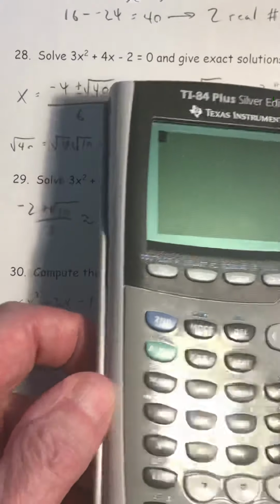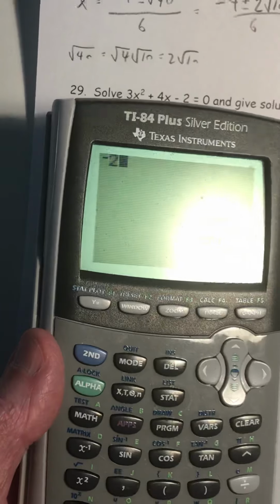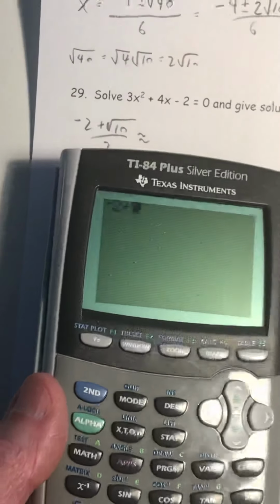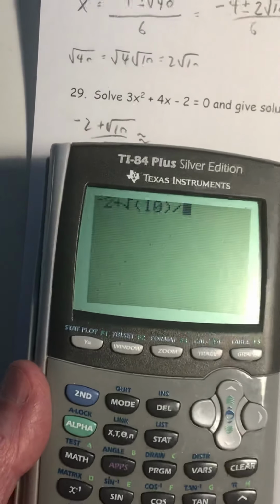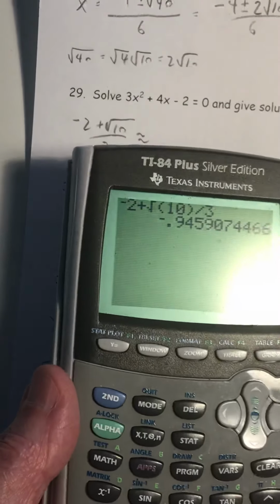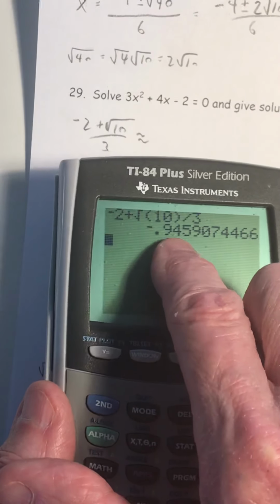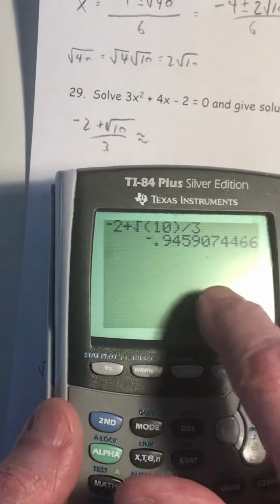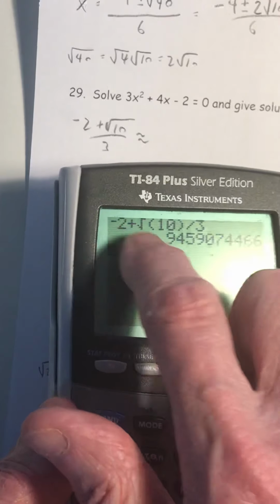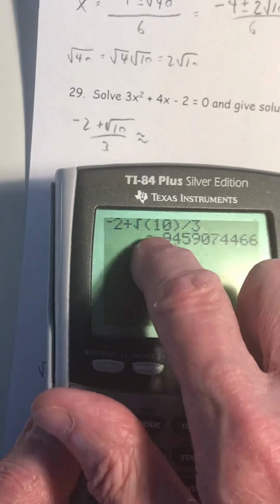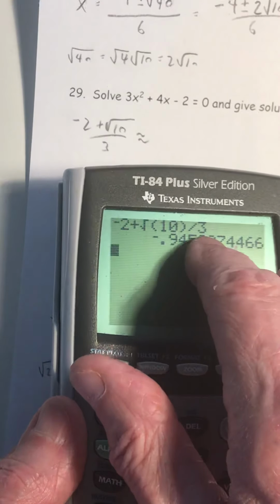But I'm making a fuss here because I want you to not make this mistake. If I type in negative 2 plus square root 10 and then divide by 3, this is wrong. Remember, I just said the answer should come out about 1/3. It's coming out negative 9.9. What went wrong is the way I typed this in. The calculator thinks I mean add negative 2 to the number you get from dividing the square root of 10 by 3. See, only the root 10 is getting divided by 3.